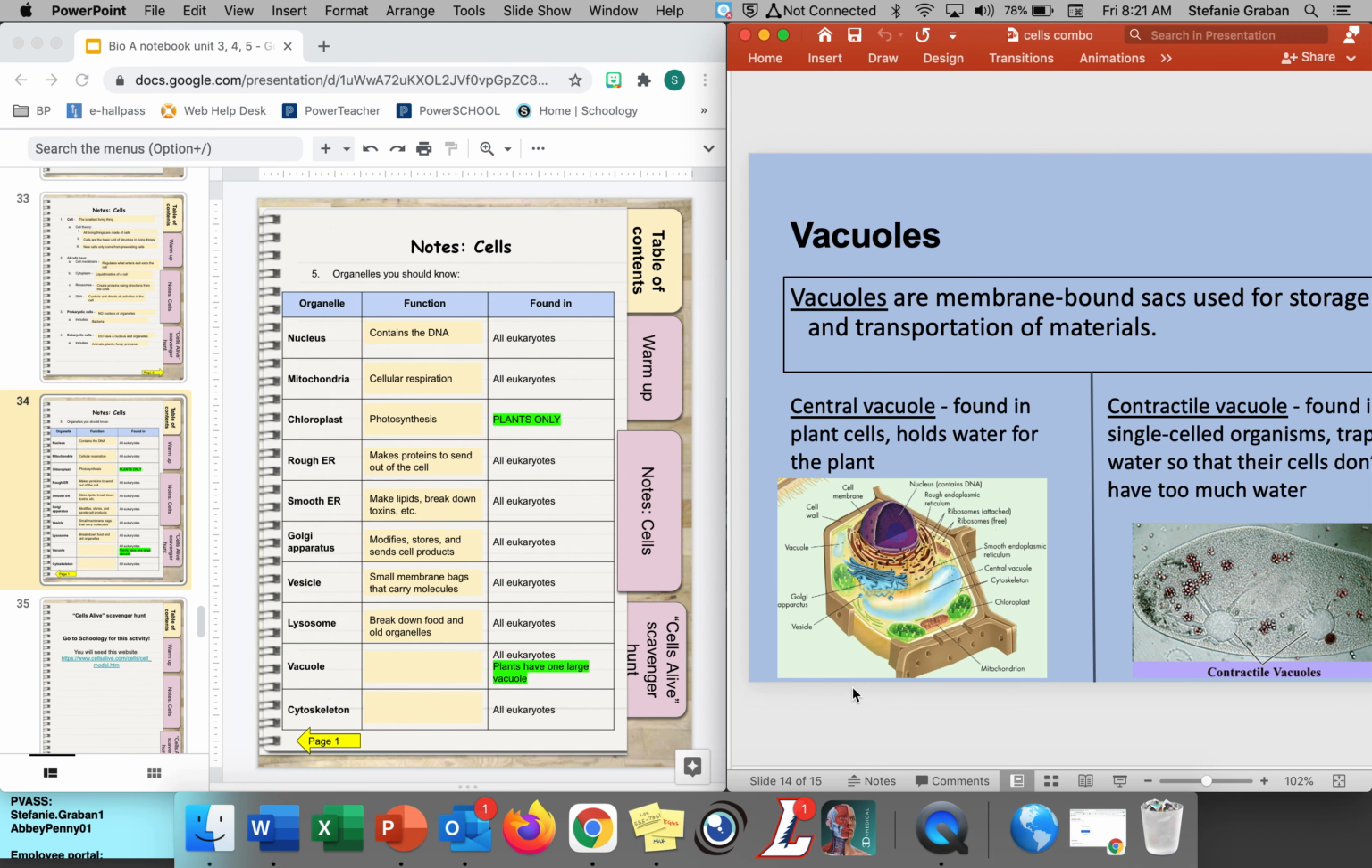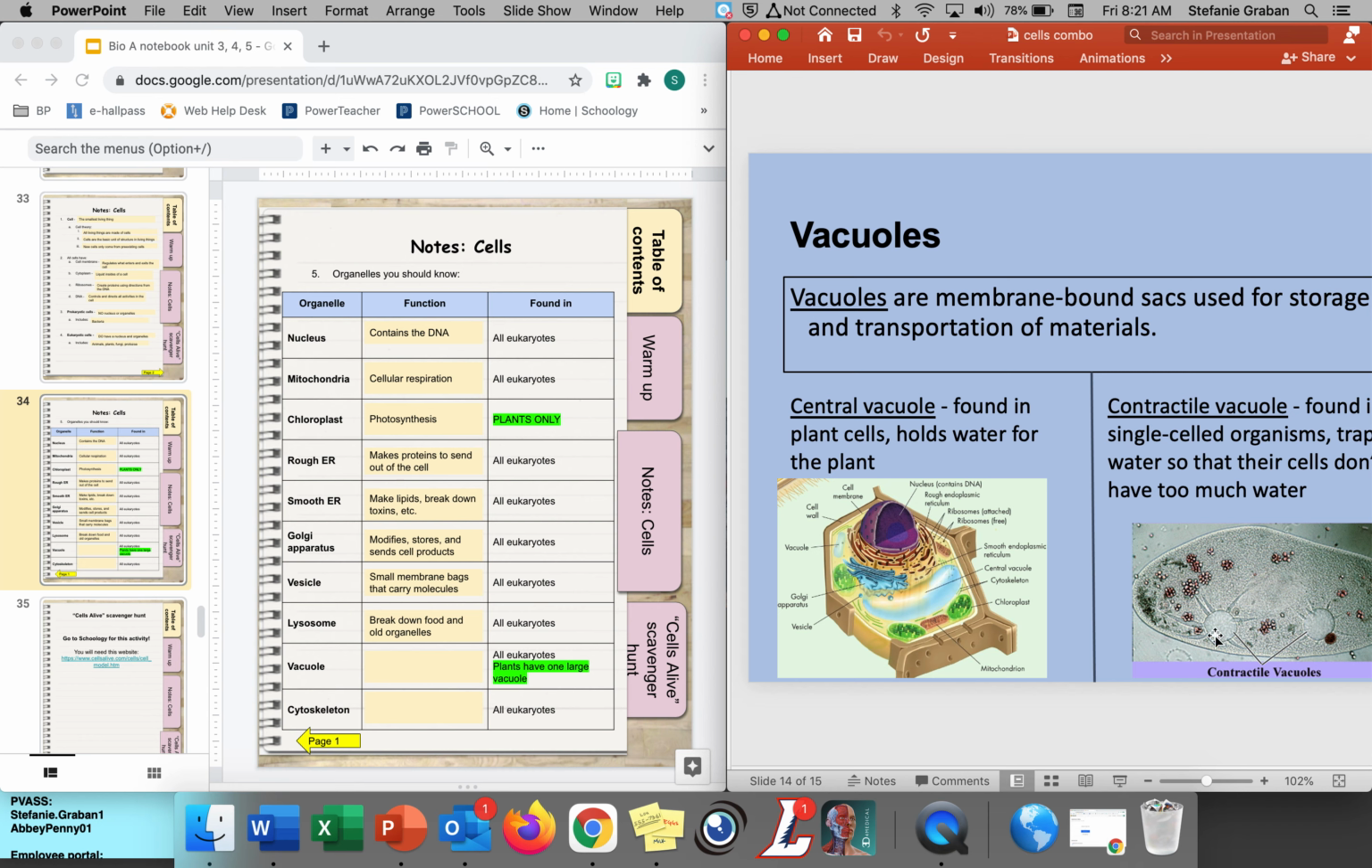Vacuoles are like vesicles but bigger. They hold things. So vesicles hold things and move them around. Vacuoles kind of just hold things. In plants, there's one giant vacuole right here that's called the central vacuole. It looks like a big swimming pool type thing. And that's where a plant cell would hold all of its water and other things dissolved in water.